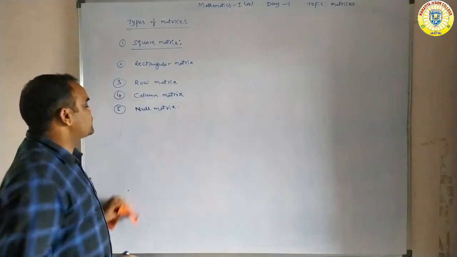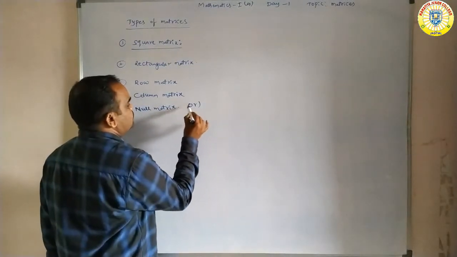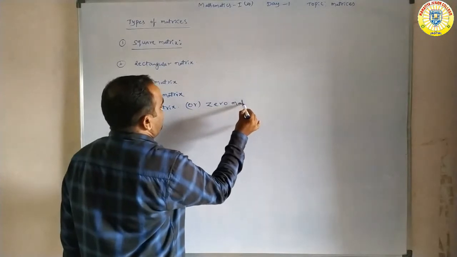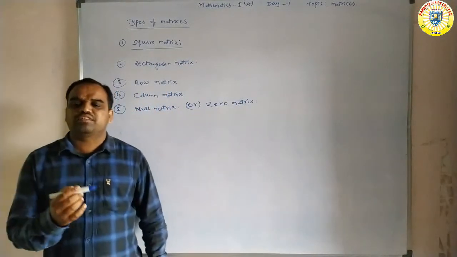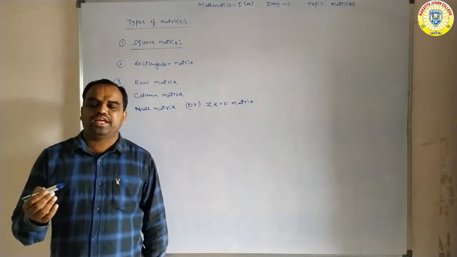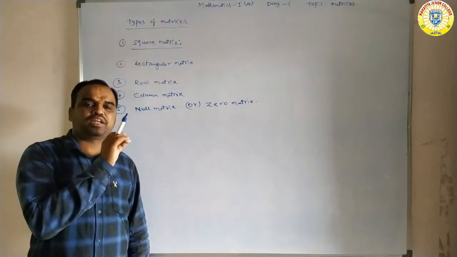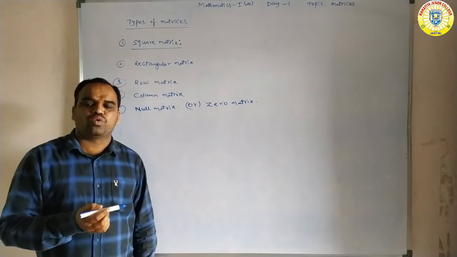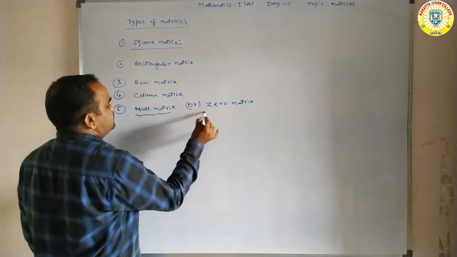Next, see the definition: null matrix. Null matrix or zero matrix, both are the same. Now see here, the definition of the null matrix or zero matrix. A matrix capital A is said to be a zero matrix or null matrix if every element of capital A is 0.